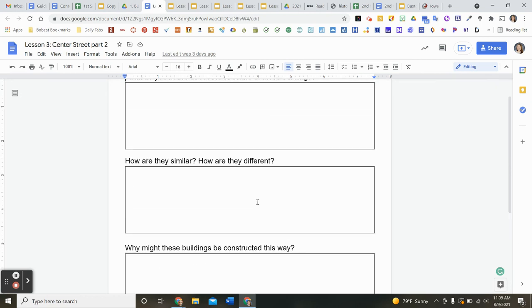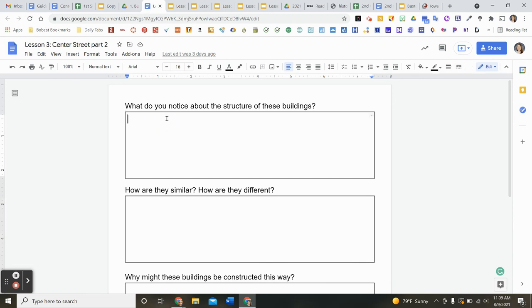To complete these questions, you'll click inside the text box and type your answers. If you need to go back and look at the picture, you have your student materials, or you can go back in this video and pause it so you can look closely at the images to answer these questions the best you can. Have fun observing.